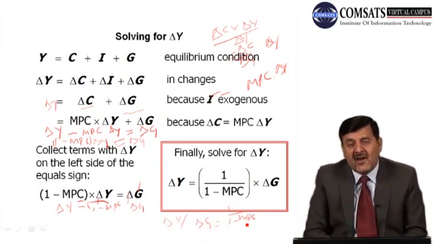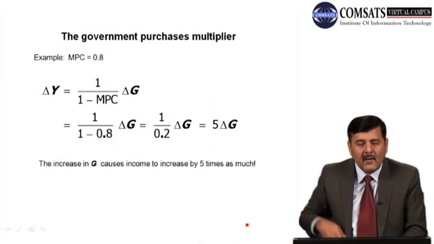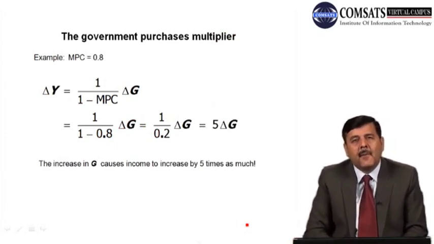So if there is a 1% change in government purchases, income will change by a factor of 1 over 1 minus MPC. Now suppose MPC, the marginal propensity to consume, is 0.8. If we substitute that value here, delta Y is equal to 1 over 1 minus 0.8 times delta G, which is 1 over 0.2 delta G, which is 5 delta G. So the increase in G causes income to increase by 5 times as much.